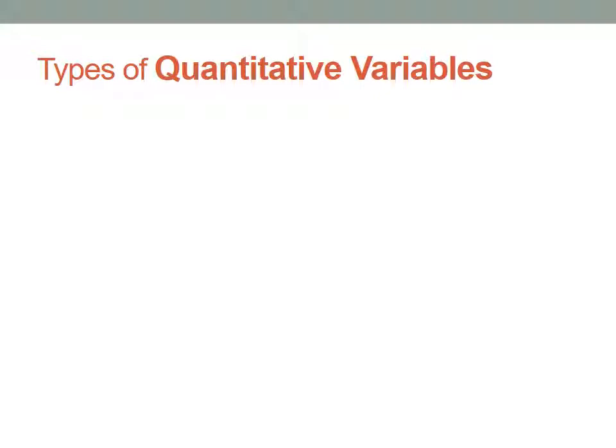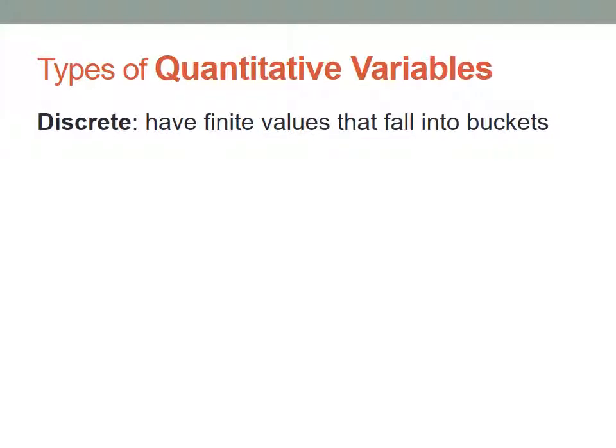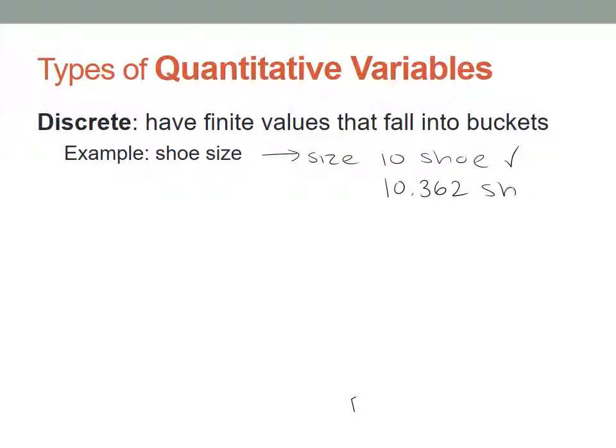So let's take a look at the first type. A discrete quantitative variable has finite values that fall into buckets. Well, what exactly does that mean? Let's look at an example. Let's think about shoe size. When you go to the shoe store, you may say that you have a size 10 shoe. Are you going to go in and say that you have a size 10.362 shoe? No, because that's not going to be something that they are going to have in stock, right?